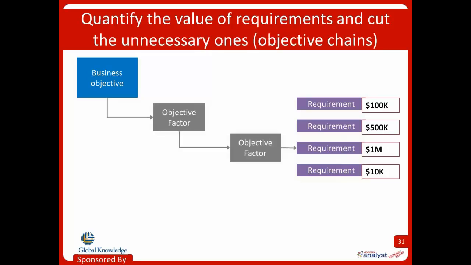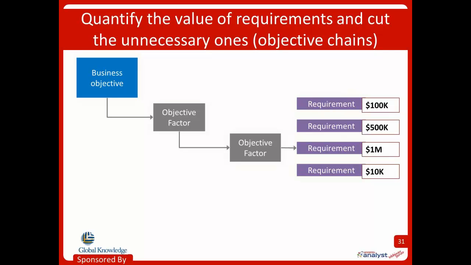This is a model called an objective chain. What it does is tie requirements back to our business objectives, and it assigns a benefit for each requirement or set of requirements. Sometimes we call these feeders, those things on the right in the purple. These are basically links in a hierarchy that tell us how much the requirements are going to contribute to the overall business objective.